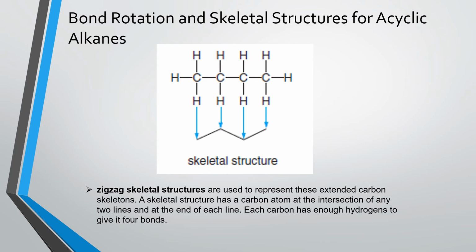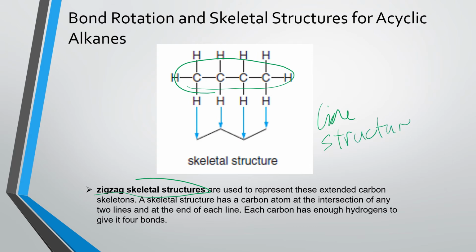So in the organic field, di natin laging isusulat yung buong condensed structure ng isang carbon atom, lalo na kung yung alkane group natin or organic compound natin would have longer than 10 carbon chains. So we use what we call the zigzag skeletal structure, or we call this line structure. Yan.